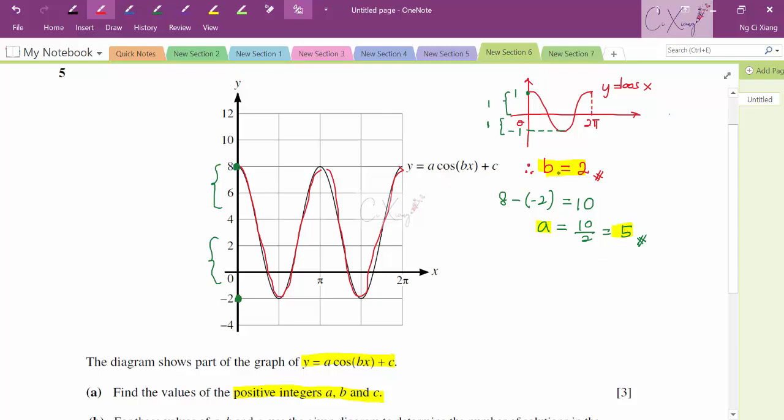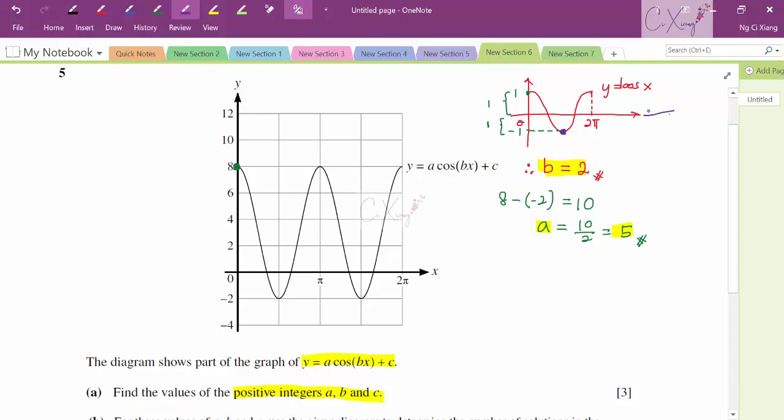All right, so after we decide B and A, next we are going to decide the value for C. To decide C, we can see very obviously that there's a plus C outside the basic function, which is cos x. So plus C should generally be a translation. To figure out the translation, there are a few methods you can use. You can try to use the minimum point, or you can try to use the center line.